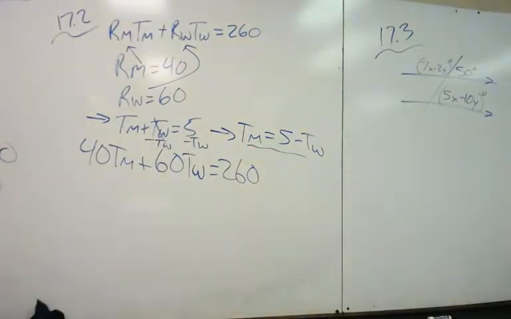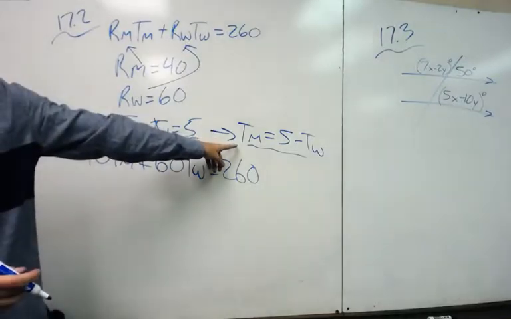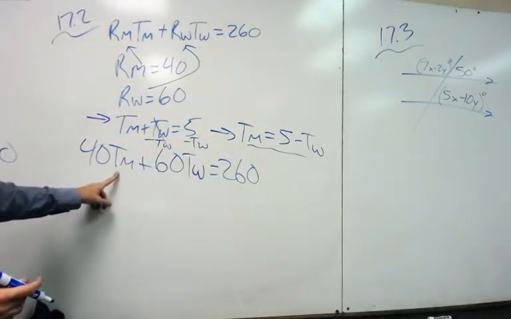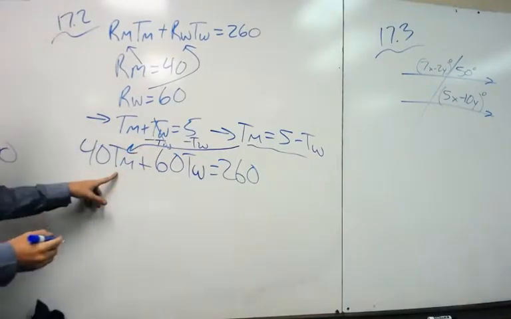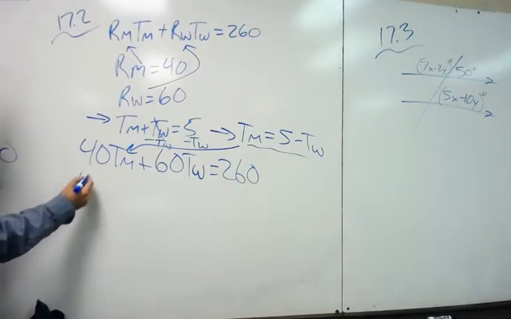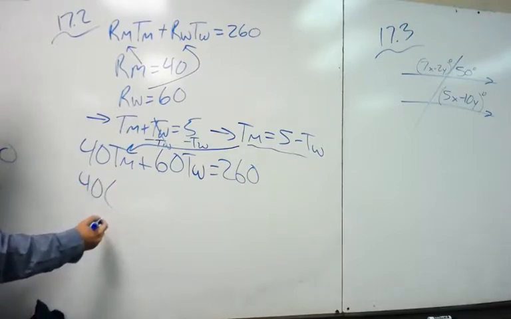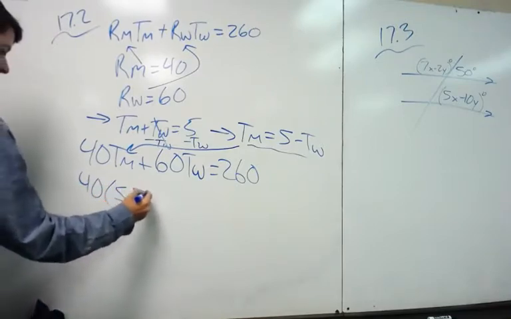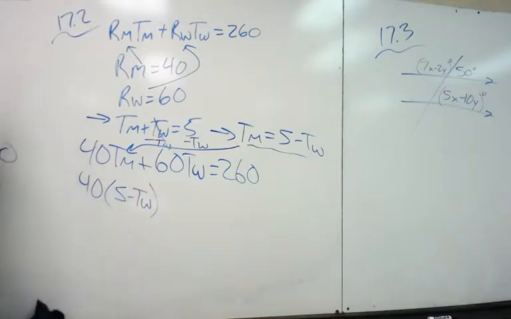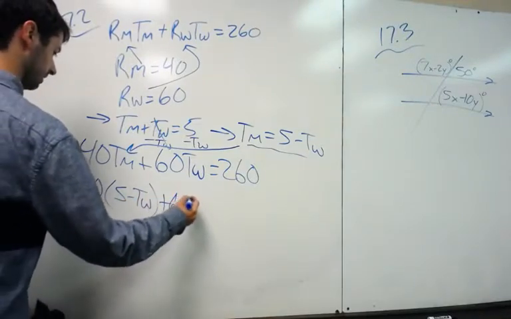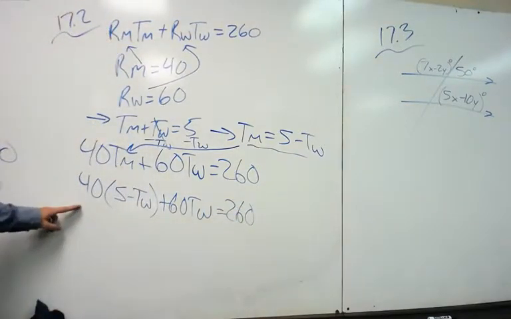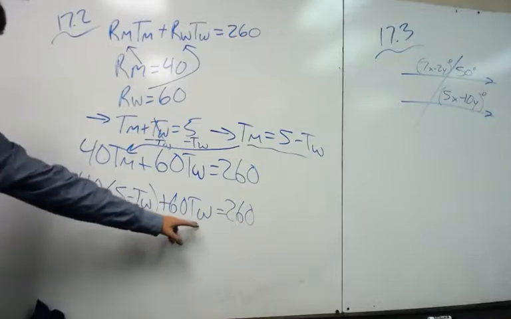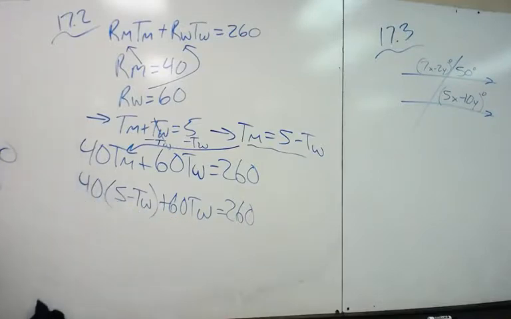So now, because of that, we know the value of Tm and can plug that in here. Draw my arrow to show you where I'm plugging it in. So we can say 40 times 5 minus Tw is the value of Tm, plus 60 Tw equals 260. Now we only have one variable in Tw, so we can solve for it.